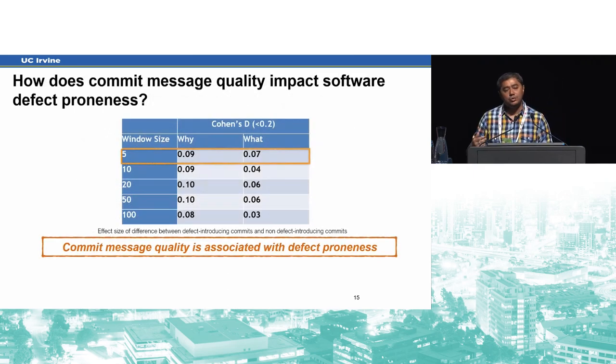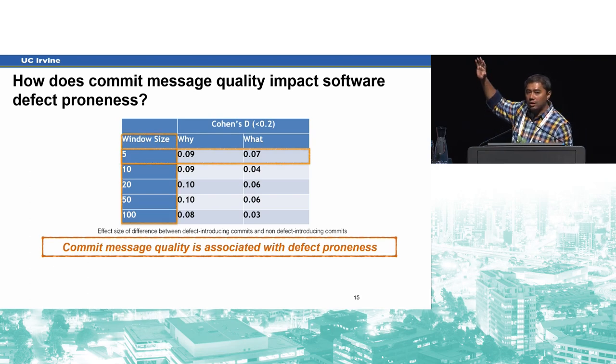Now, coming back to RQ2, which is, does the commit message quality have impact in terms of defect proneness? As I said, we looked at varying window sizes, and that's the leftmost column. We tried different window sizes, and in the paper, we have even more. So what we did is we looked at whether there is a significant difference between the commit message quality of preceding commits of commits that introduced a bug versus the commits that did not. We did the statistical test, and we also did Cohen's d to see if the effect size is large, small, or medium. If we take the first row, you can see that the Cohen's d is actually small, 0.09, but statistically significant. And that's true for all of the window sizes.